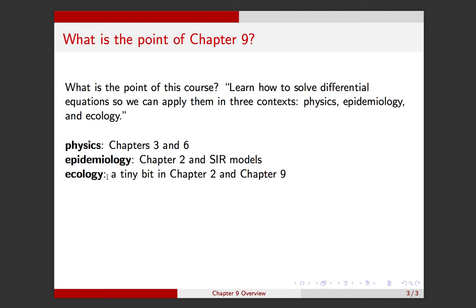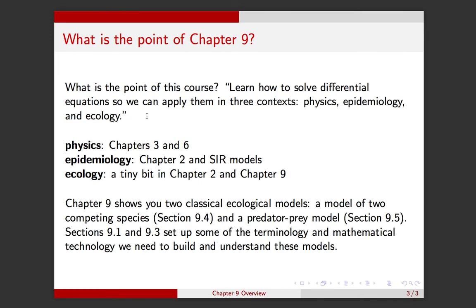So the point of Chapter 9 is to fill in this last sort of gap that we haven't covered yet. Chapter 9 will show you 2 classical ecological models, a model of 2 competing species, and a predator-prey model. Those are 2 different scenarios you can use systems of differential equations to model. Those occur in sections 9.4 and 9.5. Sections 9.1 and 9.3 set up some of the vocabulary and some of the mathematical technology we need in order to build and understand these models.